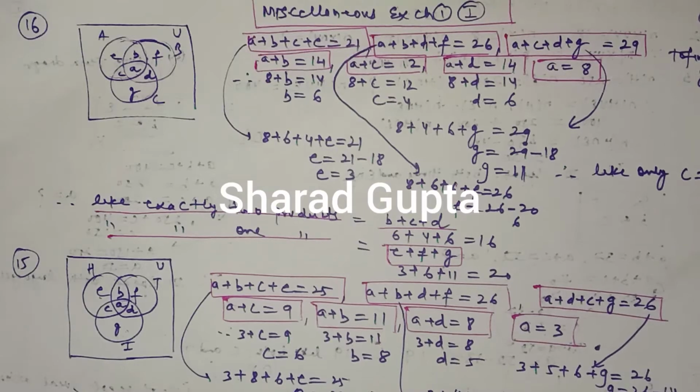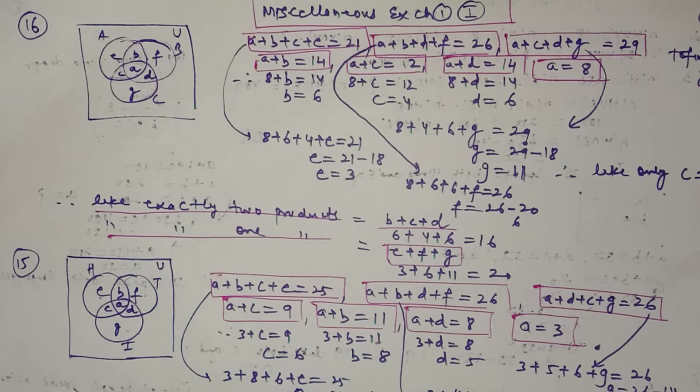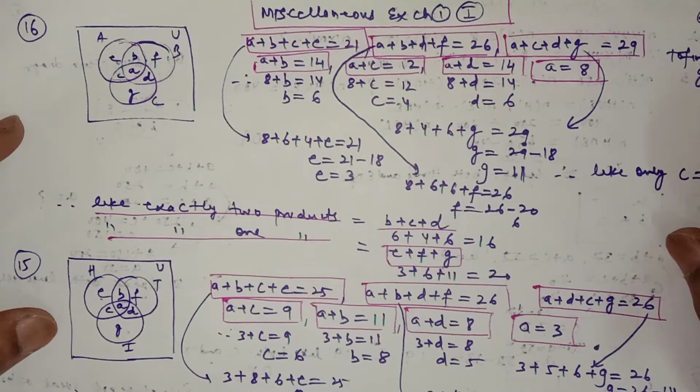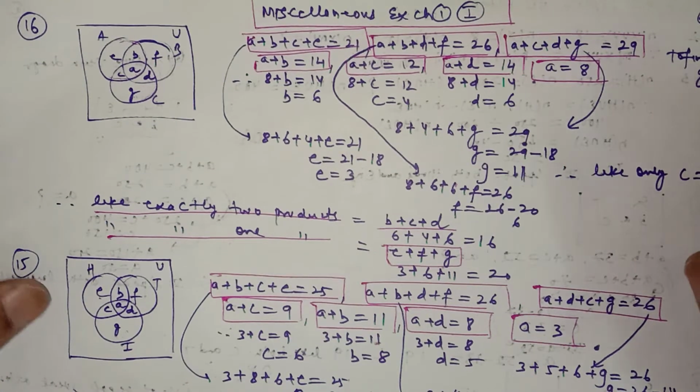Hello, this is lecture number 7 of the chapter Sets of Class 11th, and we are starting with the miscellaneous exercise. First of all, we'll do the last 4 questions of this exercise. We'll start with question number 1, because these questions are based on, as we did in the last lecture, word problems based on the Venn diagram.